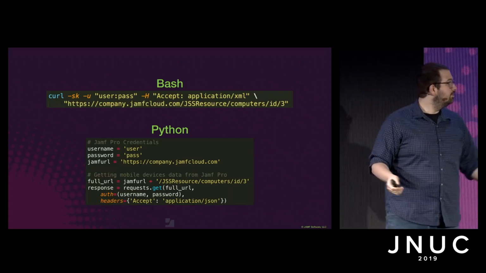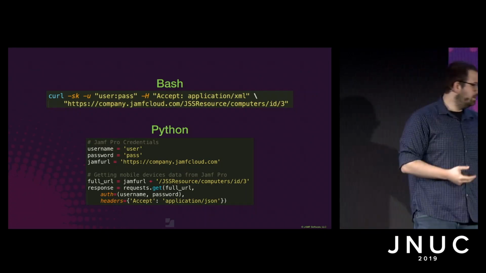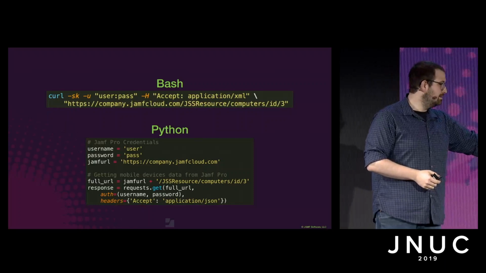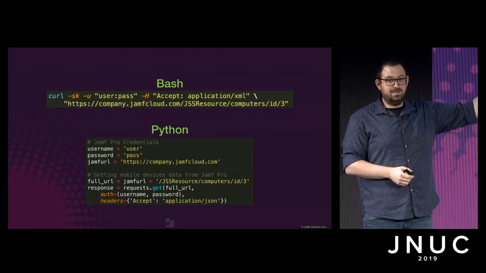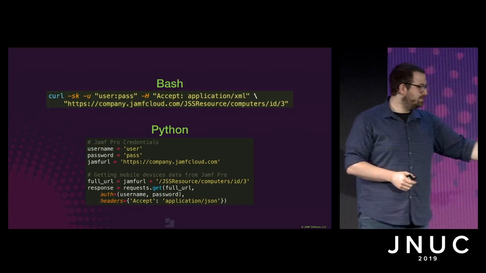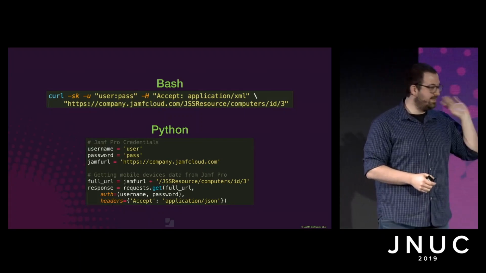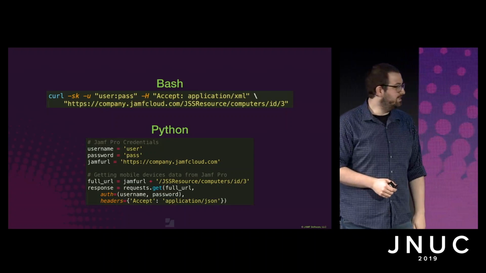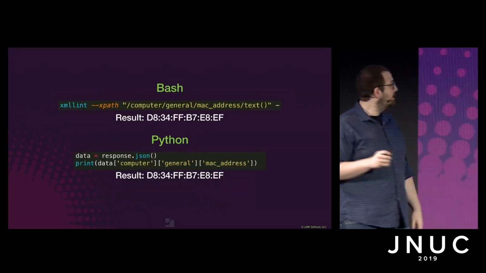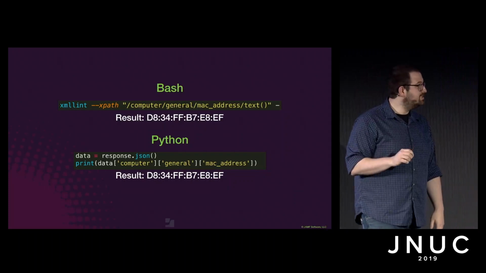Those are similar. We have our URL. We have our username and password. We have accept application XML. We're talking in XML over here. But in Python, I mentioned we're using JSON, so we have to specify JSON instead of XML. Capiche? When we're parsing, this is the main difference.